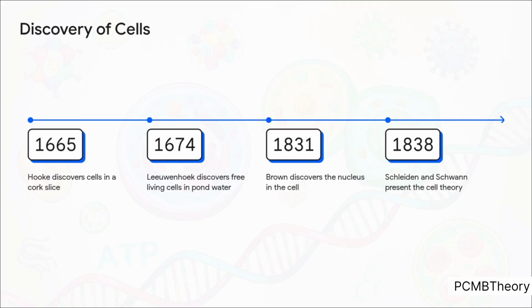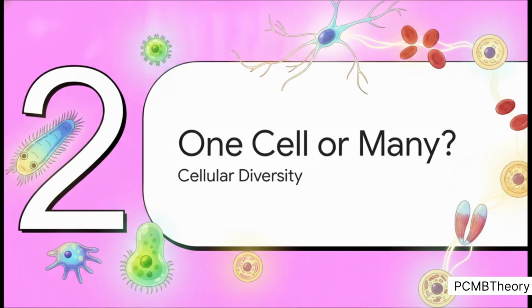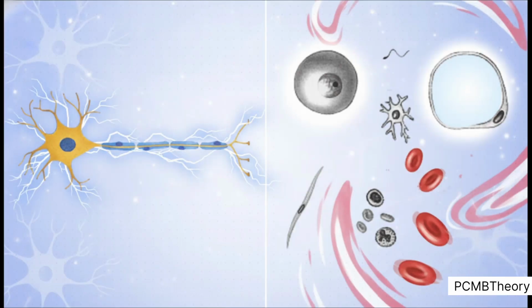How cool is that? Section 2. One cell or many? The way cells are used to build organisms actually varies wildly. We're talking everything from simple, independent unicellular organisms just living their best solo lives to incredibly complex multicellular bodies like yours and mine, where literally trillions of cells collaborate every single second.